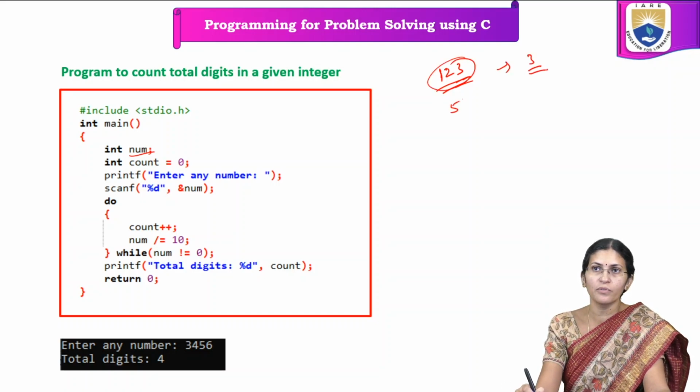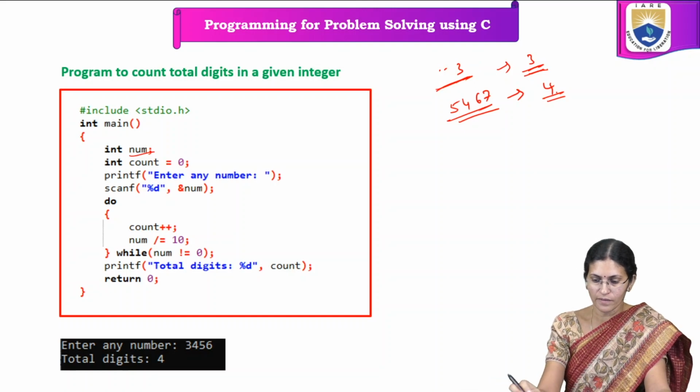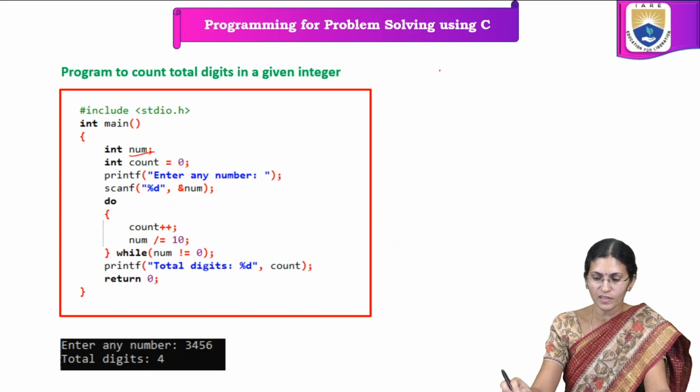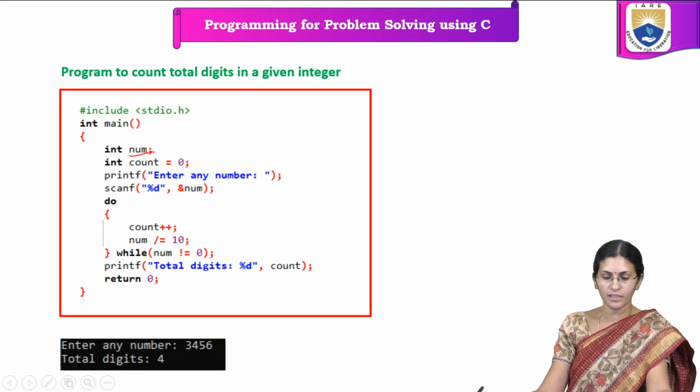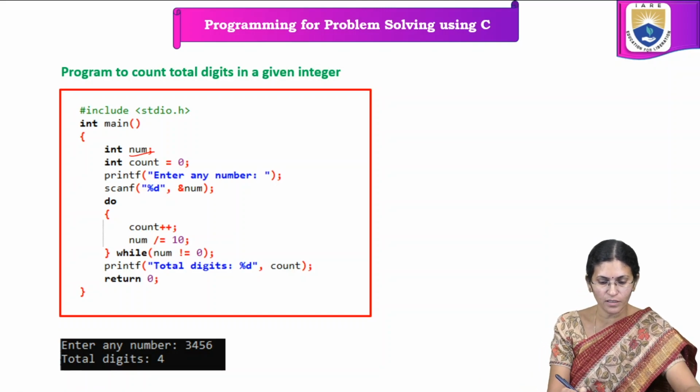Suppose the user is giving 5, 4, 6, 7. So output should be 4, because here we have 4 digits, here we have 3 digits. So therefore the output is 3. For this there are 4 digits, the corresponding output is 4. So let us write a program for this to count the total number of digits. So we can separate the digits for each one by using, let us see the program.